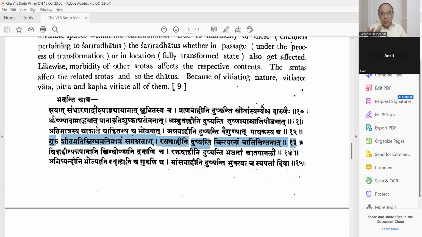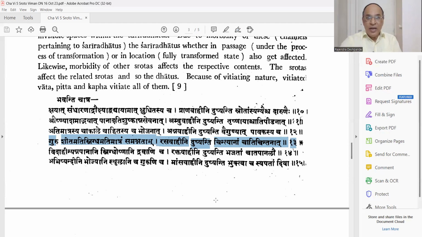What is guru? Guru is beyond your capacity of digestion. Heavy food that is difficult to digest. Please write down: difficult to digest food is called guru food. High calorie food, fatty food, very difficult. It is not easy. So this is called a guru food.